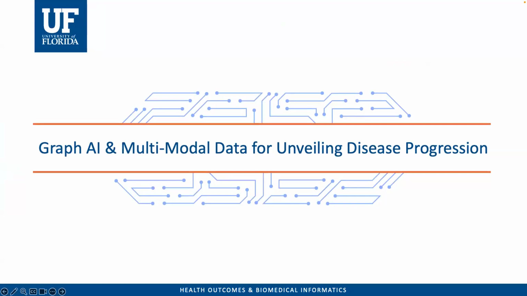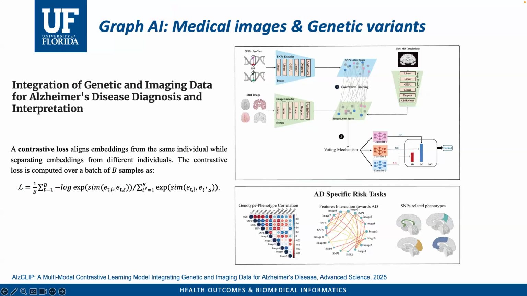We have been using graph AI and multi-modal data in other contexts, like disease progression in Alzheimer's disease. We are not working on cancer purely; we work on different types of disease. And this is Alzheimer's disease. We used medical images, MRI images, and genetic data to unveil unified embeddings, which can help us identify whether this individual has Alzheimer's disease, is a normal patient, or is MCI, that is, a cognitively deficient patient.